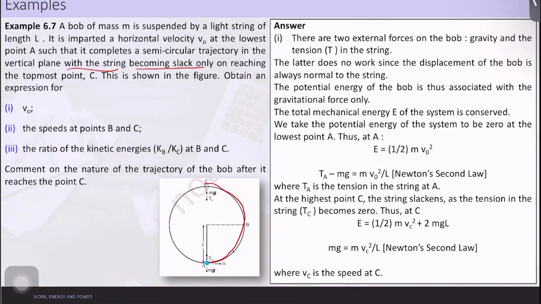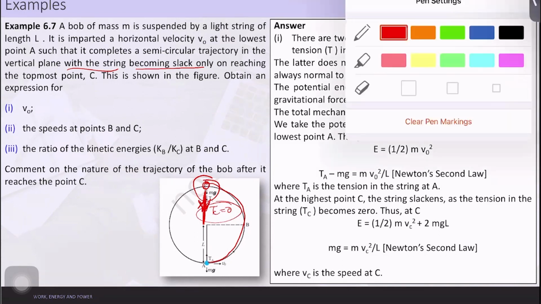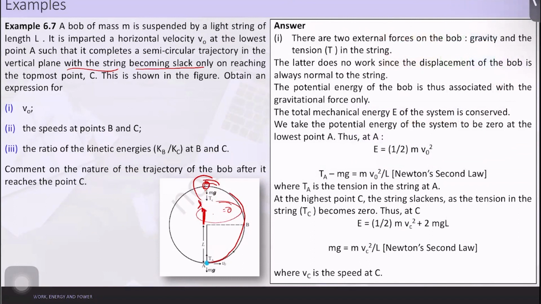So what does it mean by becoming slack? At this point C, the rope or the string became slack. The meaning of slack in physics terms is that the tension acting at this location is equal to 0. So only the gravitational force is acting at this location, and no other force is acting upon it. That's how we can understand this.